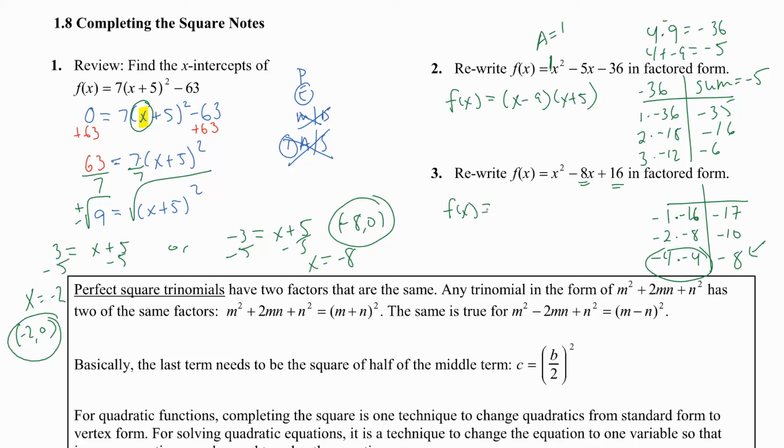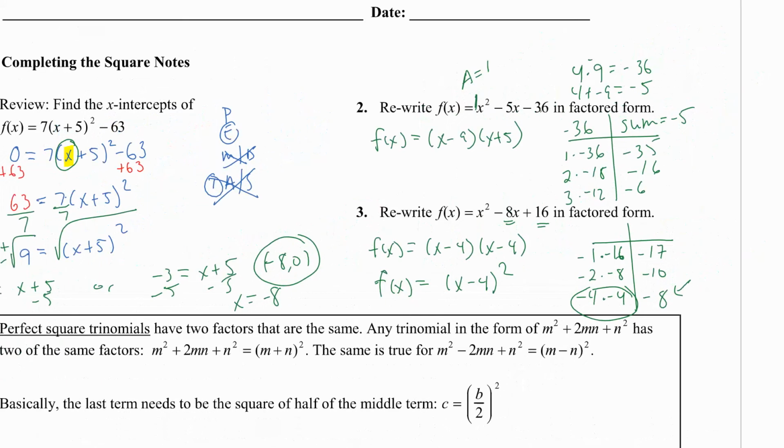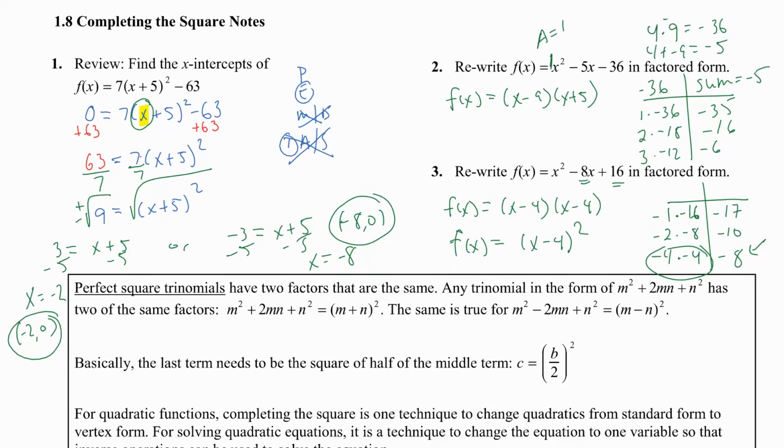So f of x equals (x minus 4)(x minus 4). This one is a little bit different in that the two factors are the same. So we can rewrite this not just in factored form, but in vertex form. What allows us to rewrite number 3 in vertex form is that the factors are the same. If you look at number 2, the factors are different: we have that negative 9 and that positive 5.